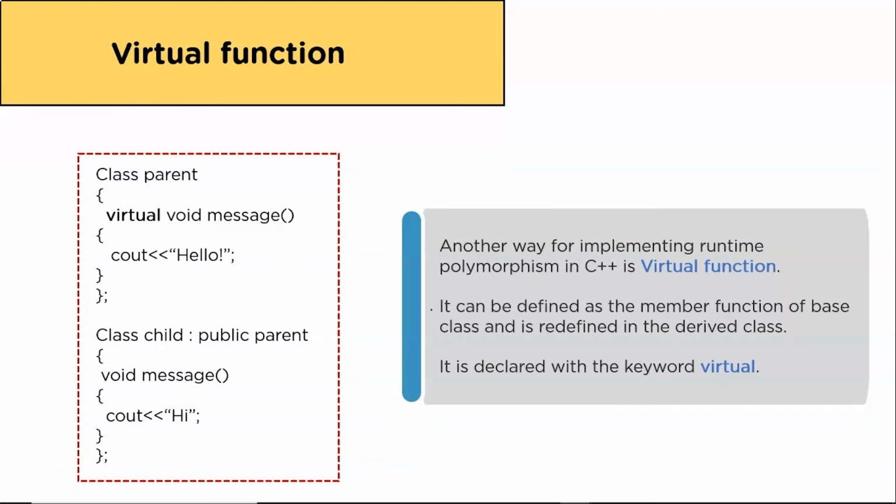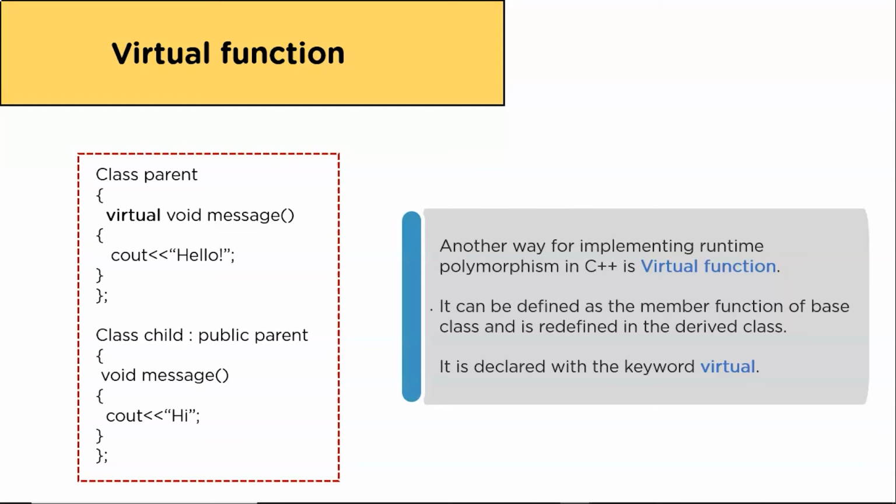Virtual function is also used to achieve runtime polymorphism. It is a function that is defined in the base class and then is redefined in the derived class. The function is defined using the word virtual in the base class, and the name of the function is same as that of the derived class, having different definitions as shown.